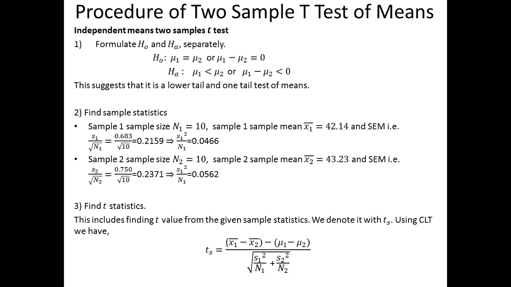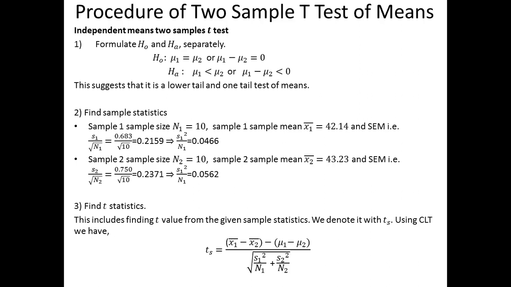Next, we find the standard error of mean, which is the ratio of the standard deviation of the sample, given in the question, to the square root of the sample size. So we have S1 as 0.683, and when it is divided by the square root of 10, we get 0.2159. If we take the variance of this, then we get S1 square upon N1, and this is 0.0466.